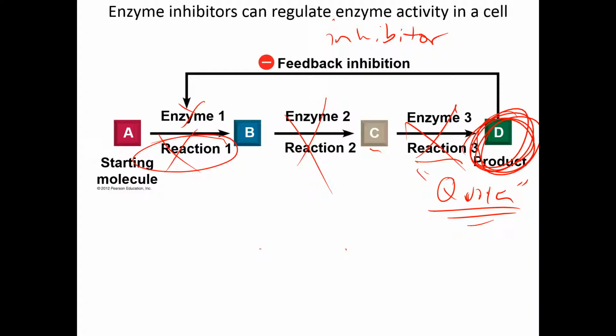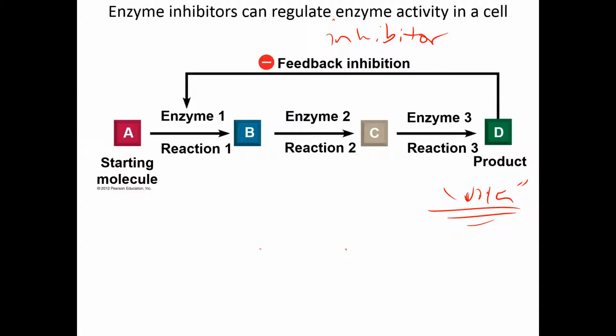Now it can be turned back on, because product D can decrease in concentration, and then basically that inhibitor will plop off the enzyme and the reaction can begin again.